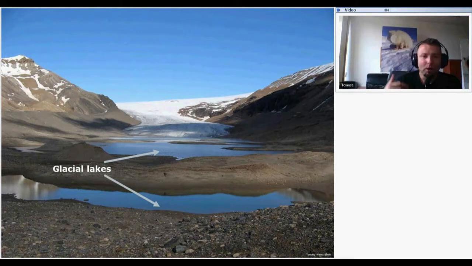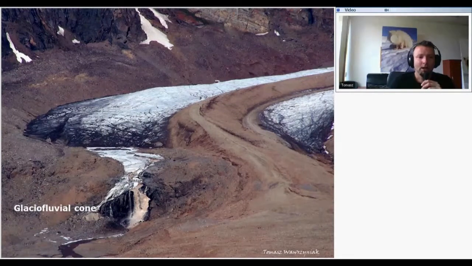Of course, when the glacier melts, it's possible for the lakes to appear, there will be glacial lakes in front of the retreating glacier. There can be also glacial fluvial cones, such as in this case. So that's on the slope.